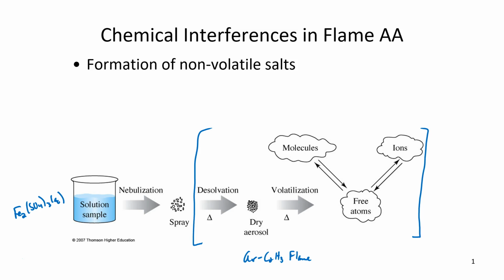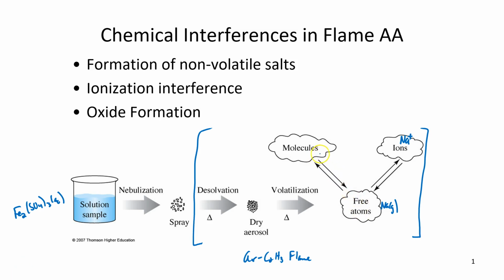Another chemical interference is an ionization interference. So imagine that you nebulized your sample and you've created free, let's say, gaseous sodium atoms. Well, sodium is easily ionized to the sodium ion, and that could decrease your signal. That would be an ionization interference.